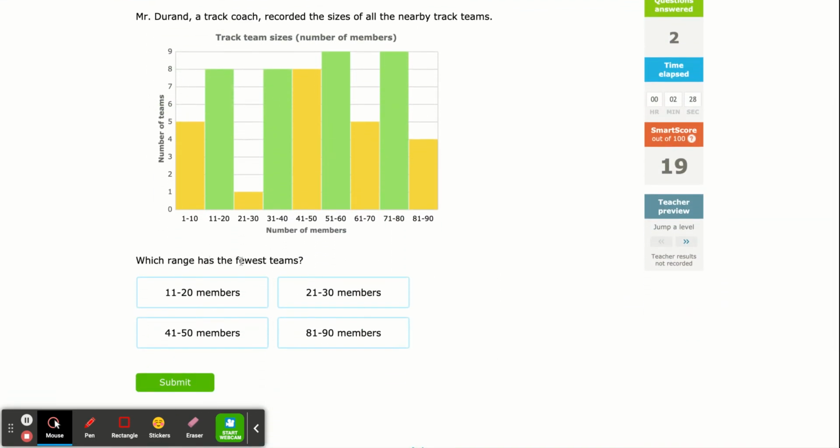Which range has the fewest teams? So the number of teams was only 1 between 21 and 30 members. Between 21 and 30 members, there was only 1 team.